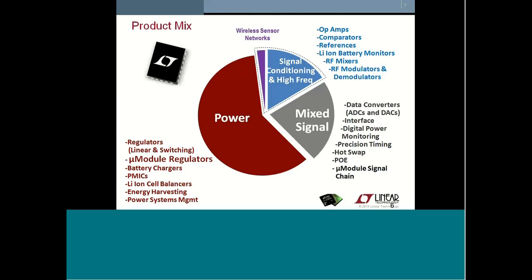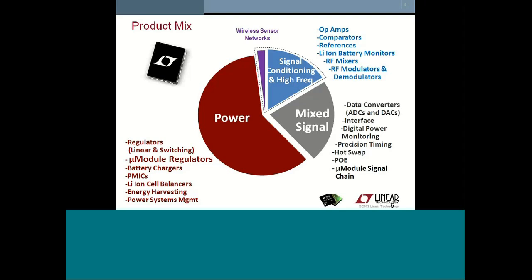So linear technology has a very broad product mix, allowing us to support many applications and markets. Over 50% of our business is power conversion and includes families of linear and switching regulators, of monolithics and controllers. In addition, we have micro-module regulators that provide extremely small, complete power supply solutions by including the inductors and almost all of the external components required in a small package.